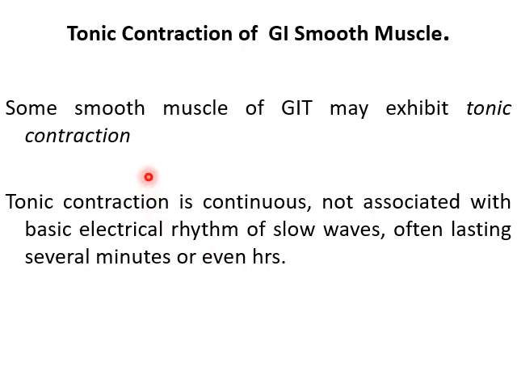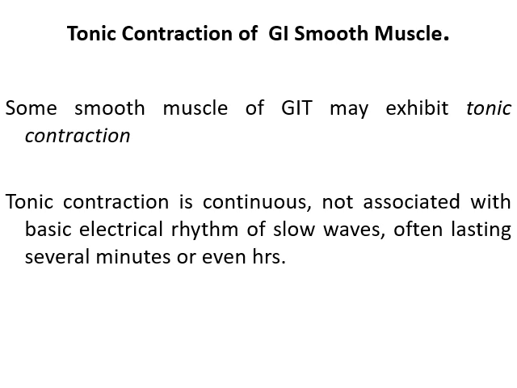So some smooth muscles of the GI tract may exhibit tonic contraction. And what is tonic contraction? It is basically continuous contraction, not rhythmic, and this is not with the basic electrical rhythm of the slow waves. It usually lasts several minutes or even hours. The tonic contraction often increases or decreases in intensity, but it usually continues for a longer time. It can be caused by repetitive spike potentials, or a greater frequency of them. The greater the degree of spike activity, the greater would be the tonic contraction.